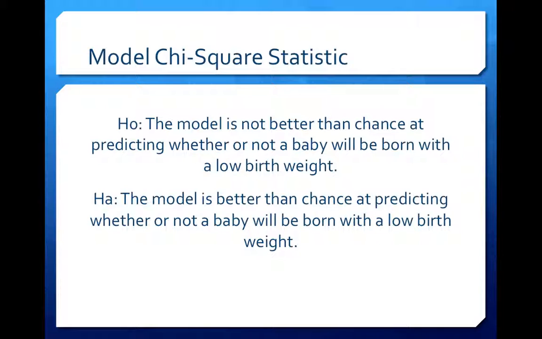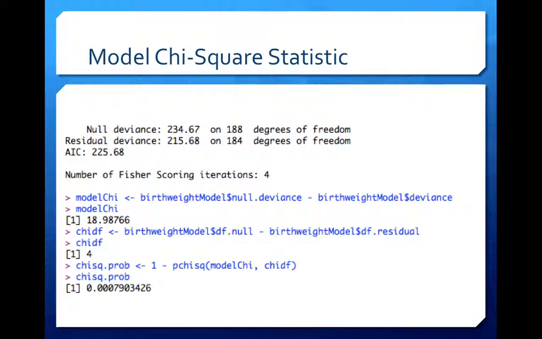So to look at both of these hypotheses, you have to calculate a model chi-square statistic as well as the p-value that's associated with it. So to calculate the model chi-square statistic itself, you do the null deviance minus the residual deviance. And in this case, our model chi-square statistic is 18.98766. Then you have to calculate the degrees of freedom that was going to be needed to calculate the p-value, which is just the degrees of freedom for the null minus the degrees of freedom for the residual, which is 4.